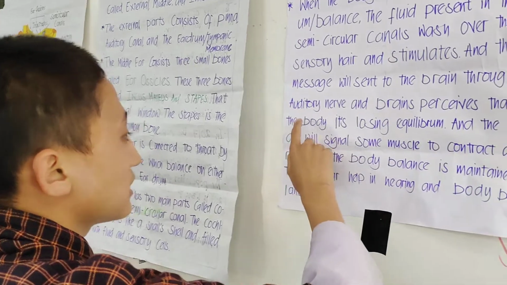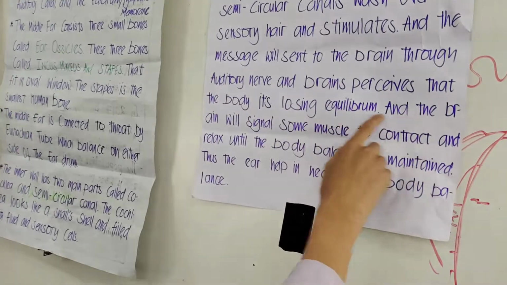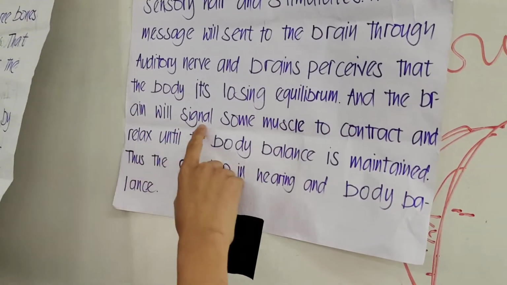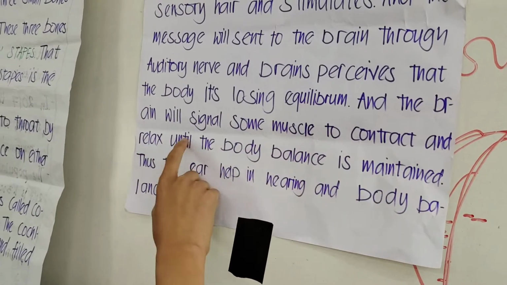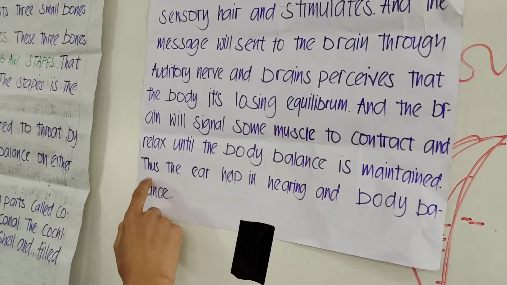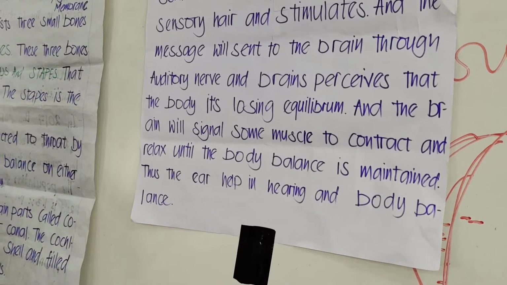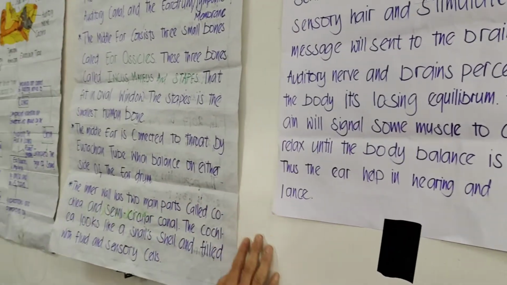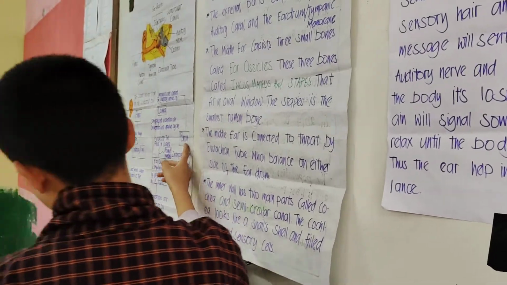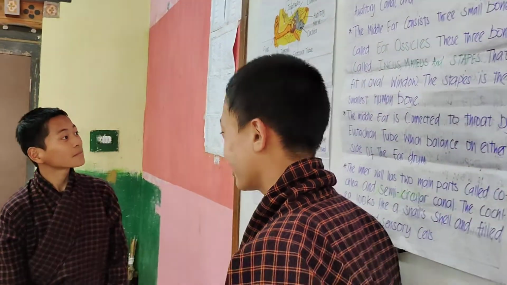And the brain perceives that the body is losing its equilibrium, and the brain will signal some muscles to contract and relax until the body is balanced. Thus, the ear helps in hearing and body balance. And next, this diagram will be explained by my friend Shildoji.